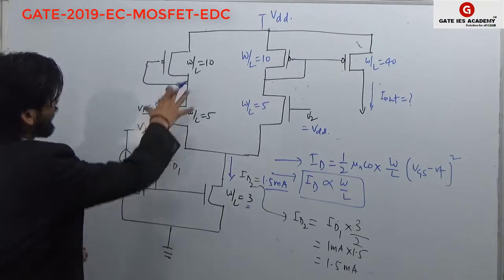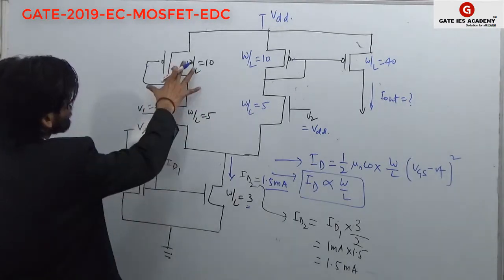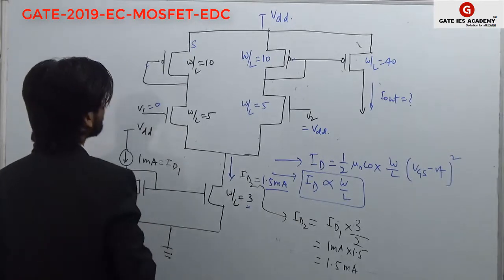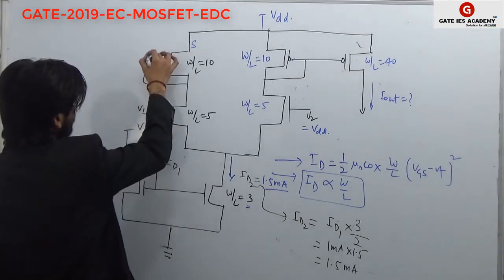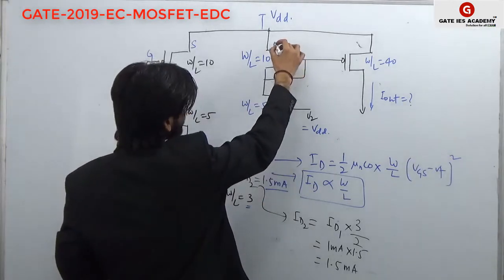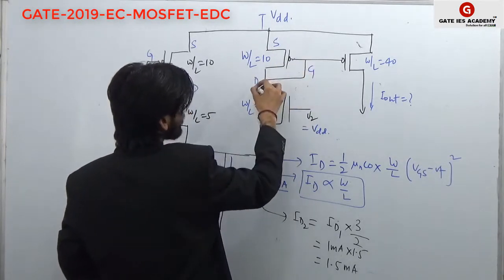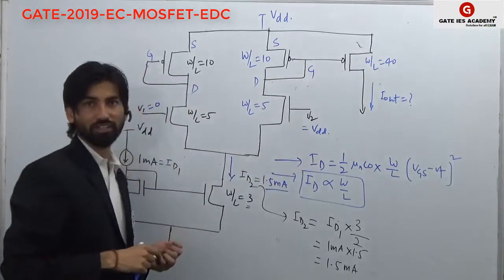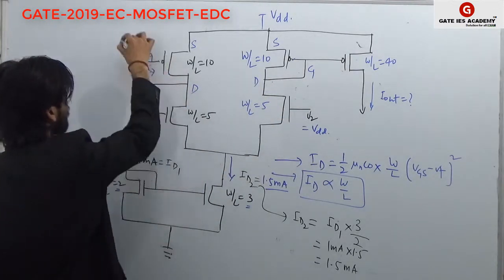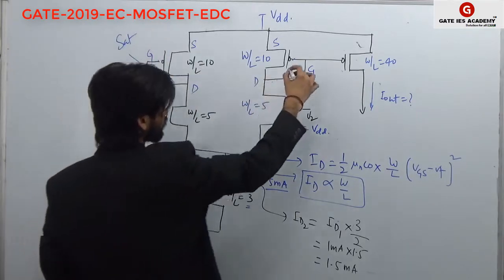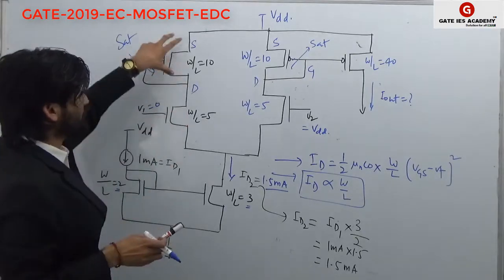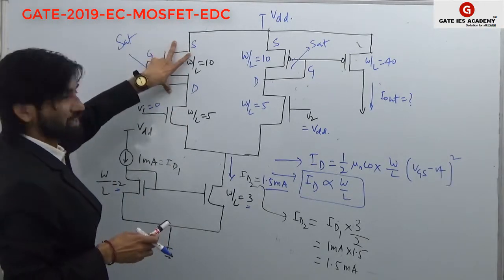Looking at the circuit, this is the source terminal, this is the gate terminal, this is the drain, and this is again the source, the gate and the drain. When gate and drain are shorted, in the case of PMOS, the transistor is always in saturation mode. So the current will flow from this transistor.